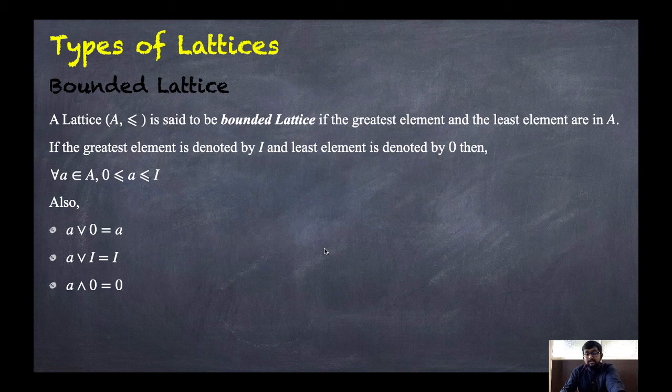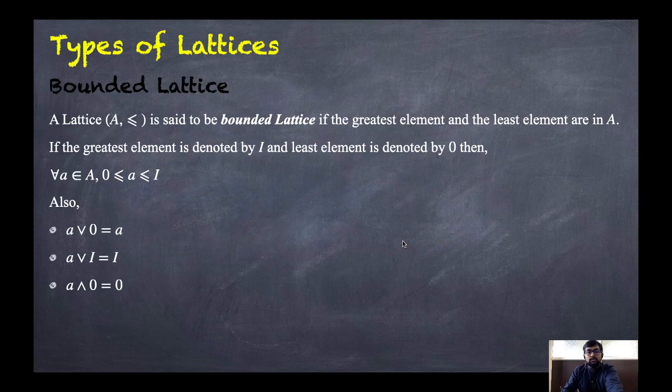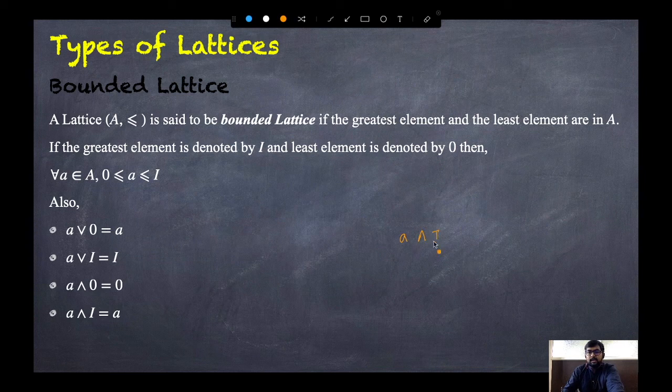Next, a ∧ 0. See, and means GLB. Now the greatest lower bound of a and 0. A is whatever the element, and 0 is the lower bound, the lowest or least element. So the answer will be 0. Now in the same way, a ∧ I. This is the GLB of a and I. Now I is the greatest element of the whole graph and a is whatever the element, but we are trying to find the greatest lower bound. So the answer will be a.